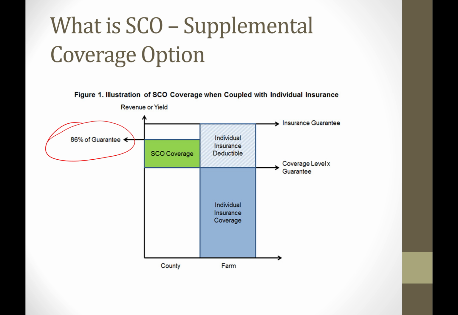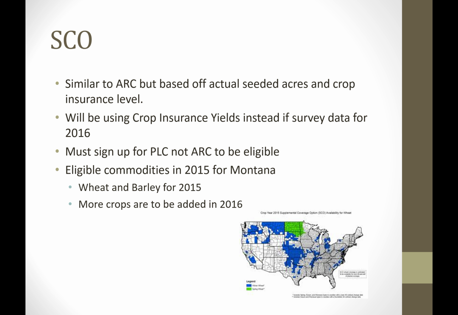It's based off of 86% of the county's average revenue is where your guarantee starts. And then this coverage will run all the way down to where your crop insurance level is at. So if you'd pick the 70% level on your individual side of your crop insurance, you would have 16% SEO guarantee. It's similar to ARC, but based off actual seeded acres and your crop insurance level, not off of your base. So that's the first positive in here, is that it's not using your base acres.